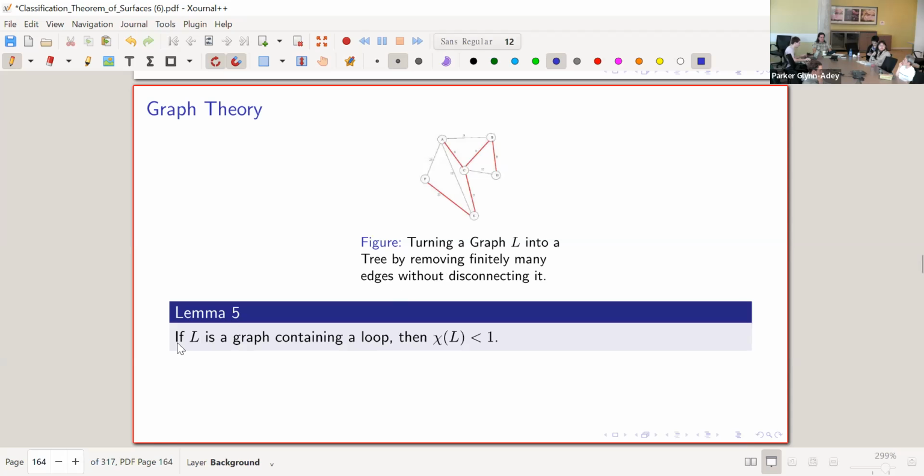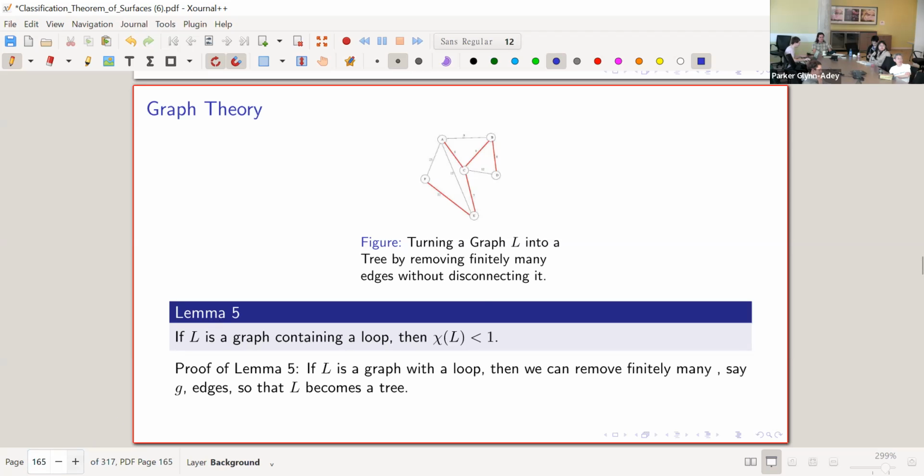Yeah, so here's lemma 5. If L is a graph containing a loop, then its Euler characteristic must be less than 1. So if L is a graph with a loop, then, well, again, from a loop, we can always remove one edge without disconnecting the graph because you can just take the alternate path above that edge. So here's an example. If we had a graph with loops, we could always just take out the parts that give it loops. And if we just consider the red edges, that will give us the tree.